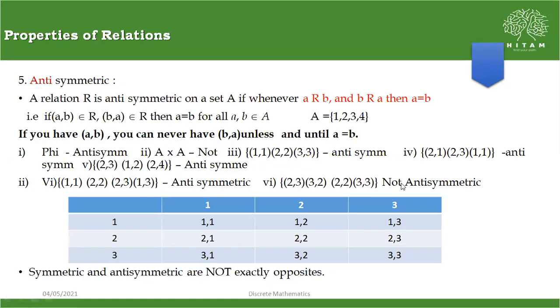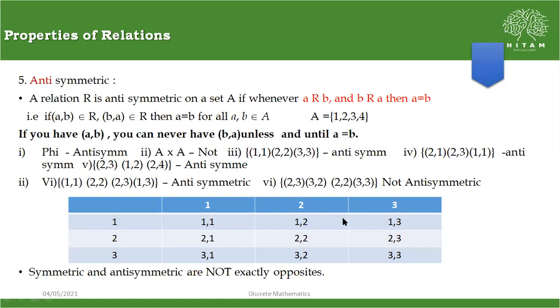Last class we started the properties of relations, right? Let's please respond, anyone. Okay, thanks for your response. In the properties of relations, we have a total of 6 properties. I think 4 to 5 properties we discussed in the last class.